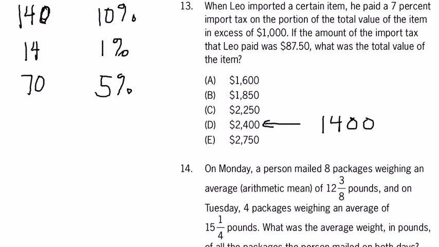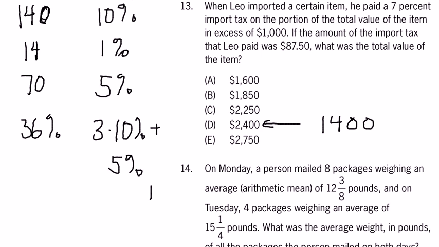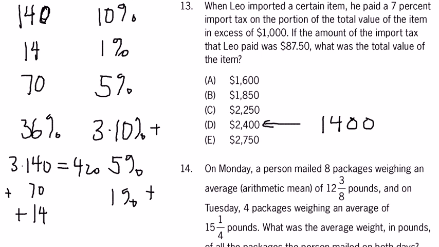Now we could get 36% by adding 3 times 10% plus 5% plus 1%. In this case, it would be 3 times 140 plus 70 plus 14. 3 times 140 is 420. Plus 70 is 490, plus 14 is 504.